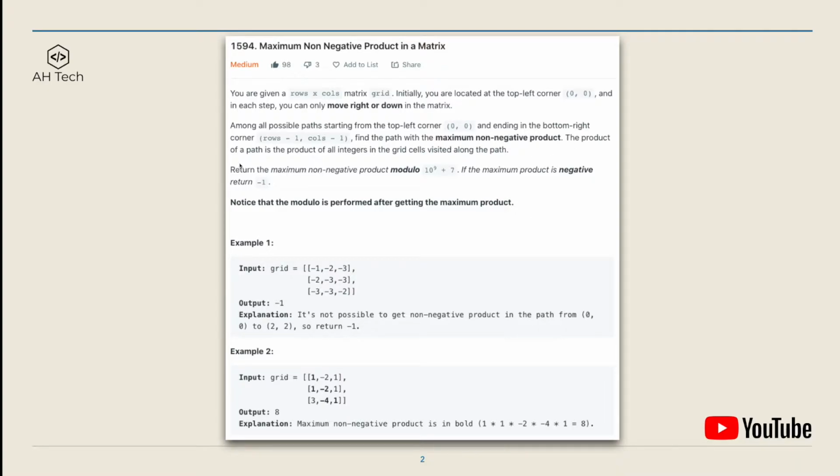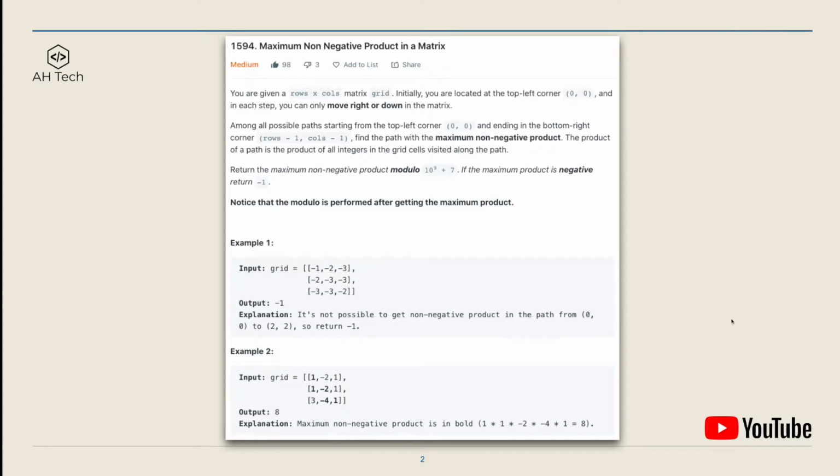The product of a path is defined as the product of all integers in the grid visited along the path. So for example 1, there's no path that will get a non-negative product. So in this case, we will just return -1. And for example 2, there's a path which is bolded on the grid here that will get the maximum product 8. So for example 2, we will return 8.